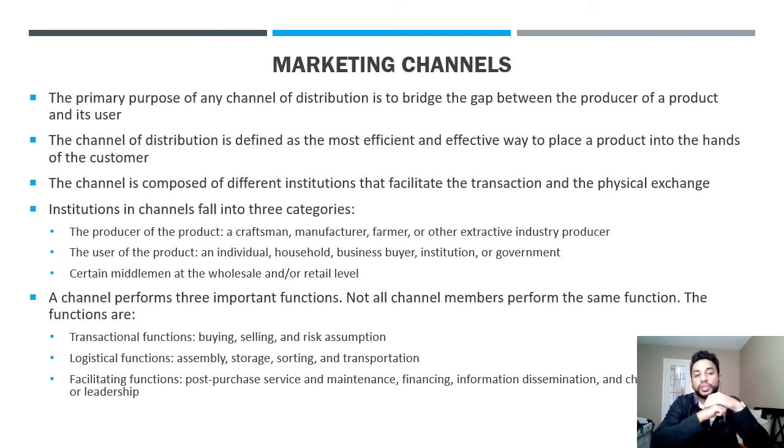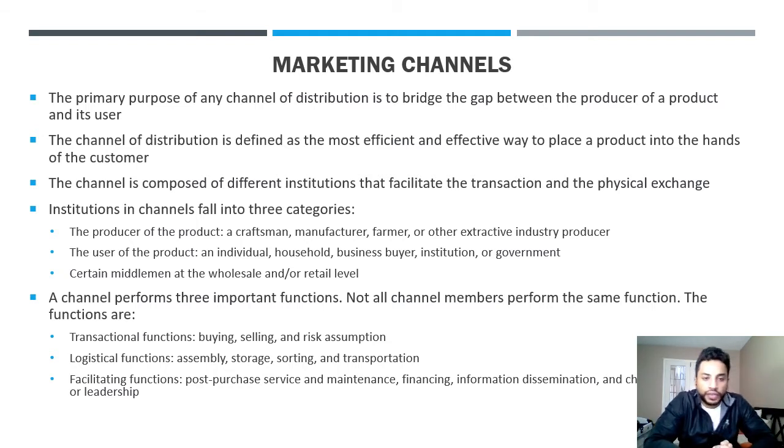A channel of distribution is defined as the most efficient and effective way to place a product into the hands of the customer. So basically, you're a client, you're a manufacturer of whatever it is, cell phones, and what marketing channels are you using? How are you getting this phone into the hands of the consumers? How are you going to make them buy it?